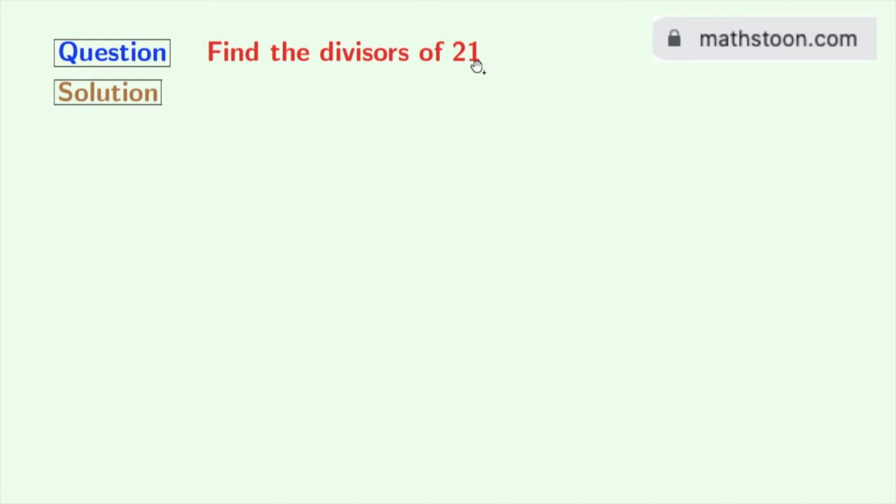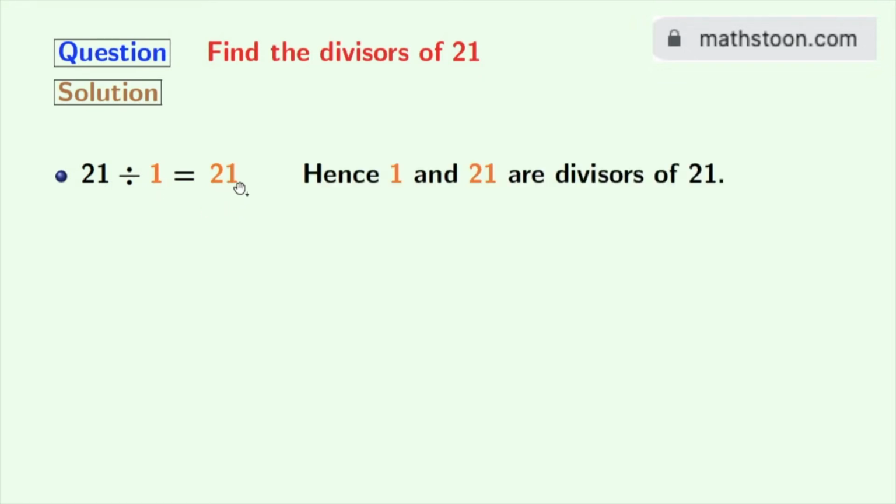Firstly, we will try to divide 21 by 1. And this gives us 21. So 1 and 21 are the divisors of 21. Now look that as this is an odd number, so it will not be divisible by 2. So we will try for 3 now.